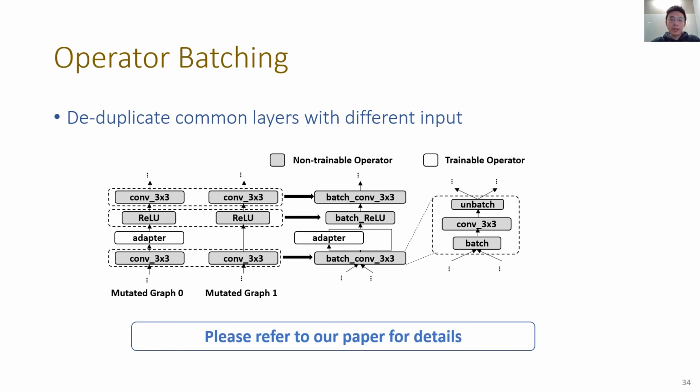The layers in the middle of a model can also be deduplicated using operator batching, but due to limited time, I have to skip this part. Please refer to our paper for details.